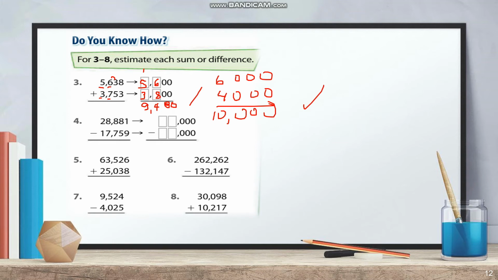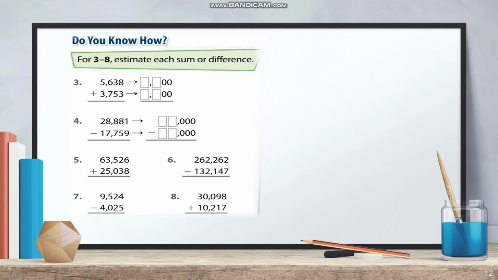So the same thing in number 4. If I'm going to round to the nearest thousand, this becomes 29,000. And the other one is 18,000. So 29,000 plus 18,000, we have 47,000. Okay? Now, if I'm going to round to the nearest thousand, this becomes 30,000 plus 18,000. So the possible answer is 48,000. So those are the possible estimated answers. And pause the video to answer number 5 and the rest of the questions.